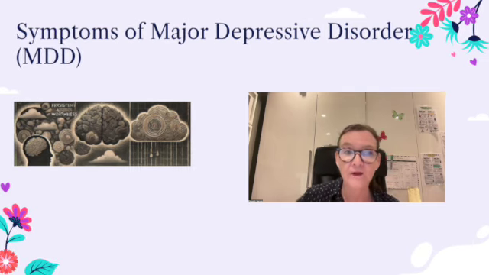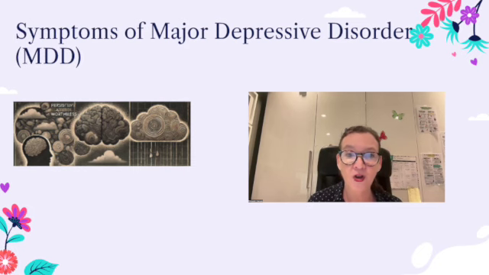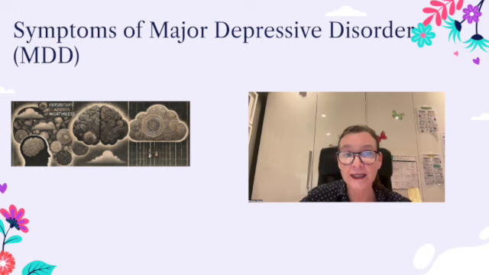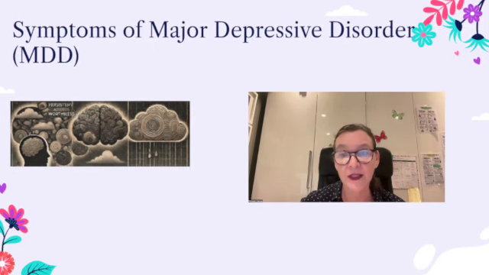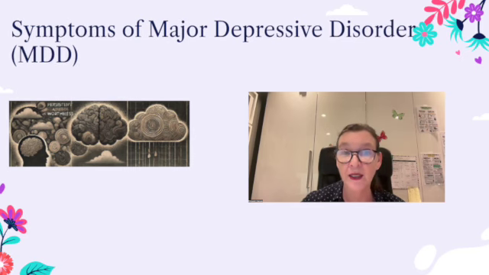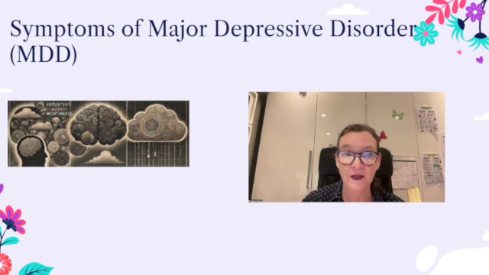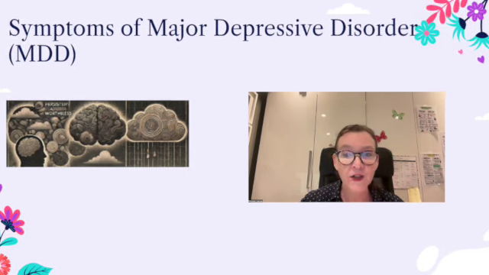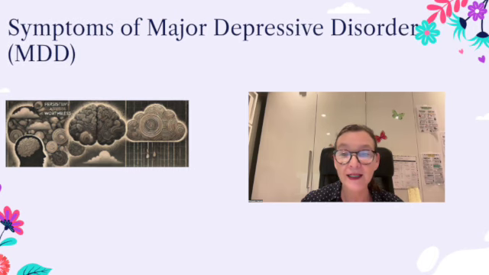So let's look at the key definition. It's a persistent, long-term form of depression that interferes with daily functioning. That's the depression of MDD. And the duration: the symptoms must last at least 2 weeks or longer to be classified as MDD. So now let's explore the symptoms of MDD in 3 major categories: emotional, cognitive, and physical. MDD symptoms affect more than just your mood. They impact your emotions, your thinking, and even your physical health. So let's take a closer look.